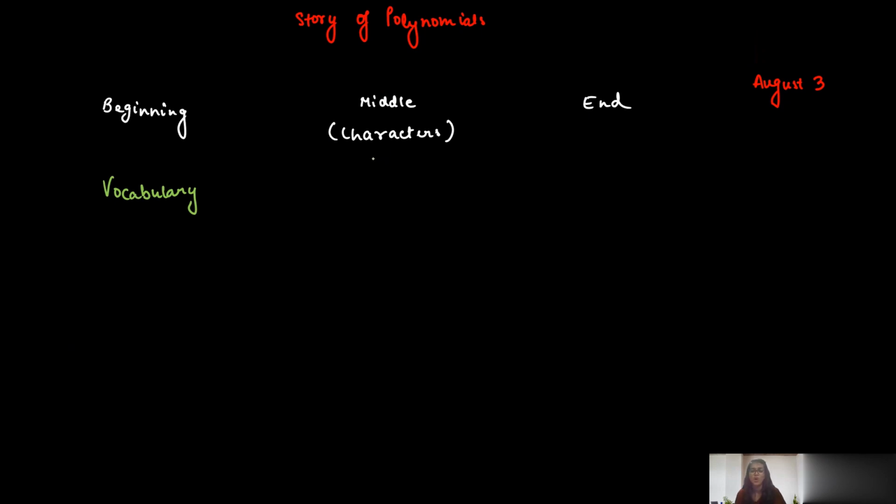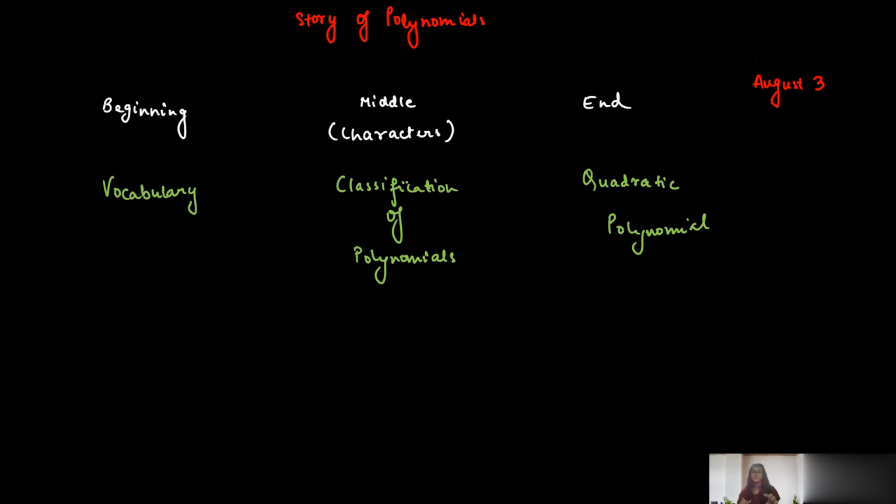So here there are different types of polynomials. So here we'll do classification of polynomials. And when we do classification, you will see how many types of polynomials actually exist. And then in the end, we are interested in knowing about a specific type of polynomial, which is quadratic polynomial. So there are many characters, but we are only interested in one character, which is quadratic polynomial. So let's get started.